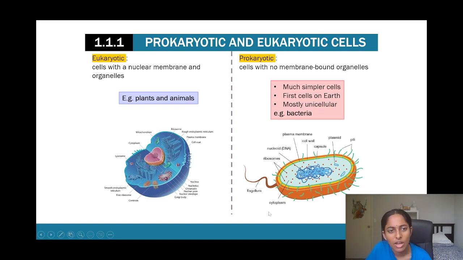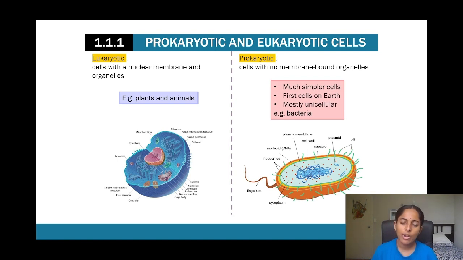In essence, eukaryotic cells are cells that have a nuclear membrane and membrane-bound organelles. That means within an organelle, you have a membrane enclosing it. And you can see that in the nucleus over here, because the nucleus is actually surrounded by a membrane. Examples of eukaryotic organisms are both plants and animals. So we're eukaryotic organisms.